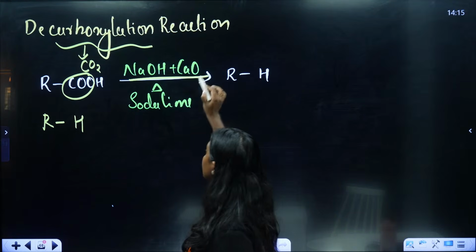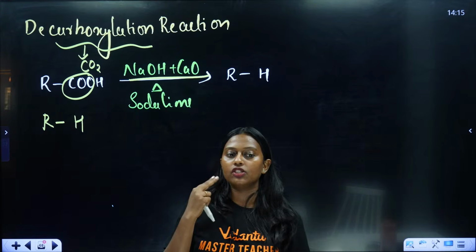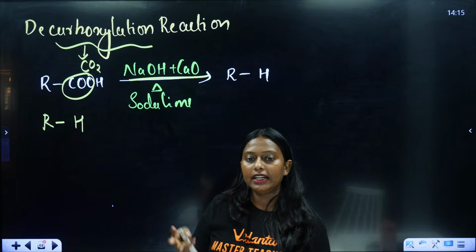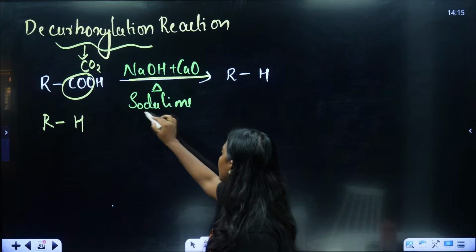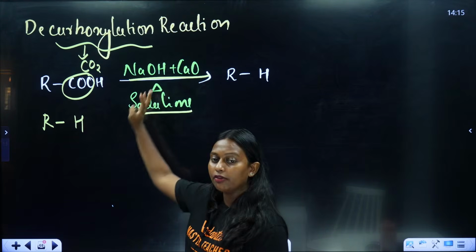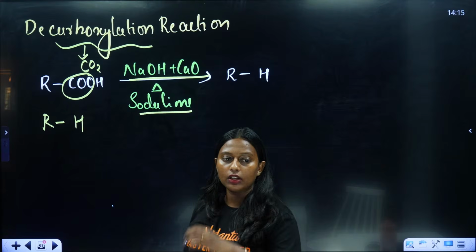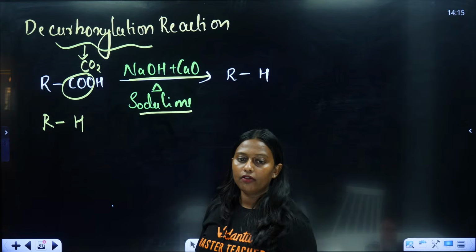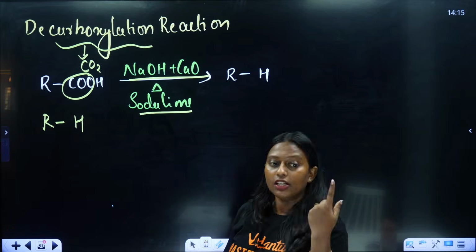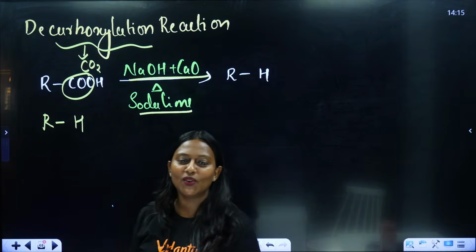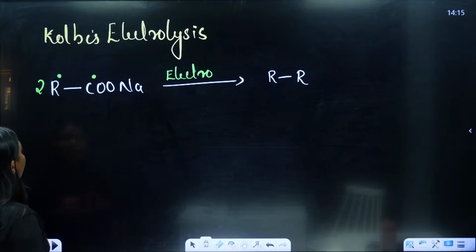Here the reagents are NaOH and CaO, and we are heating. If you combine these, you get soda lime. If you heat with this reagent, we can remove CO2.